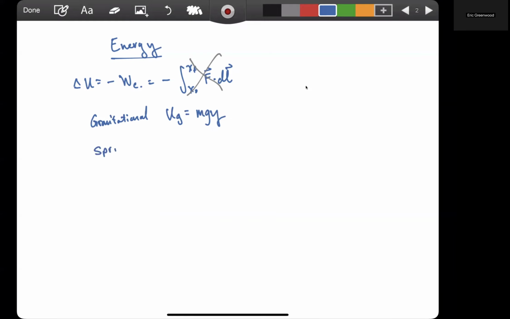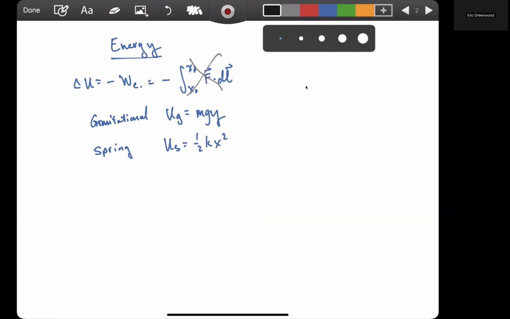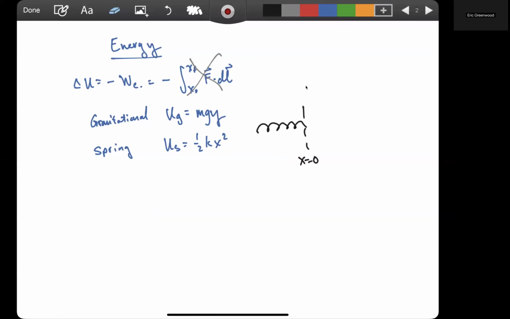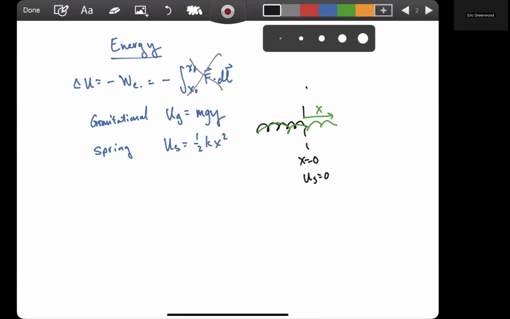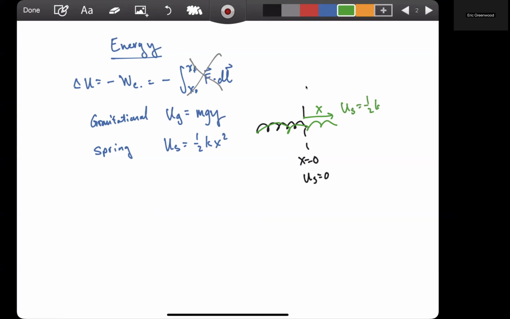And then spring, so our spring potential is going to be U sub s equal to 1/2 kx squared, where x is its distance away from the equilibrium position. If I have an unstretched spring, then it's at its equilibrium position, which means potential energy in this case is equal to 0. Now, if I stretch it so that it's stretched by an amount of x, then this guy has potential energy of 1/2 kx squared.